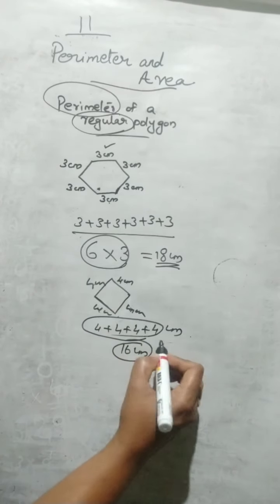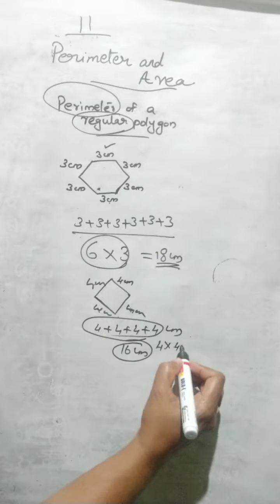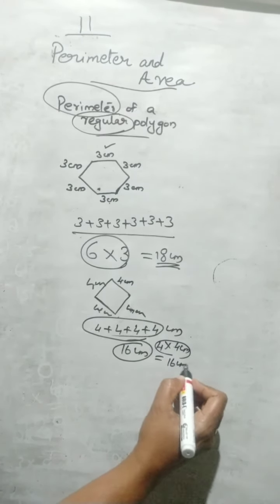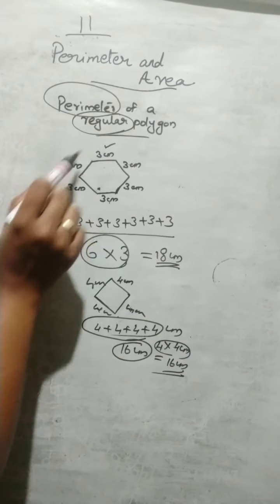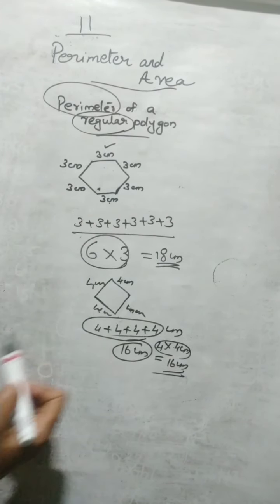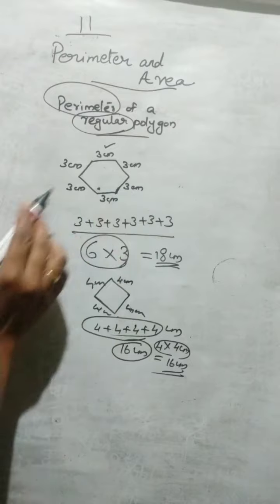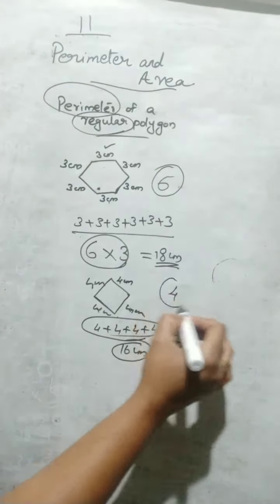4 times length of one side. That is equal to 4 centimeter itself. So that is equal to 16 centimeter. Now we can say, here we multiplied by 6. Here we multiplied by 4. Why? Number of sides. Here, how many sides are there? 6 sides are there. Here 4 sides are there.